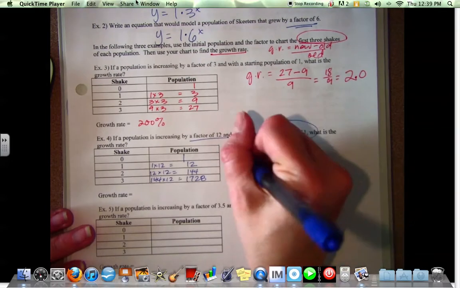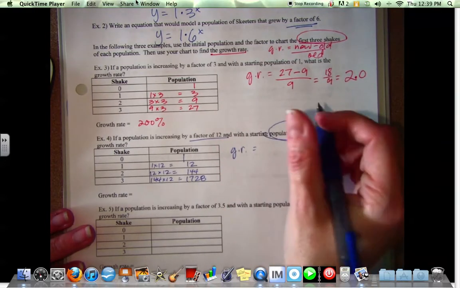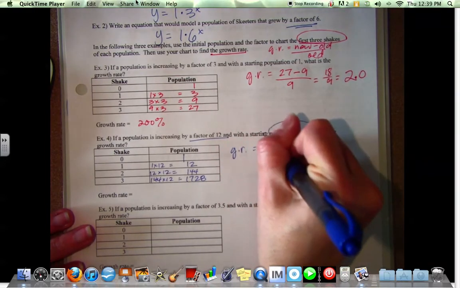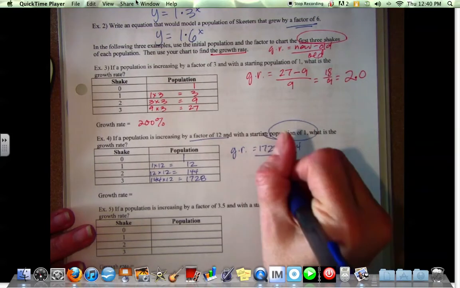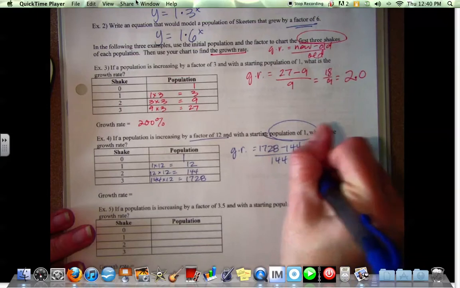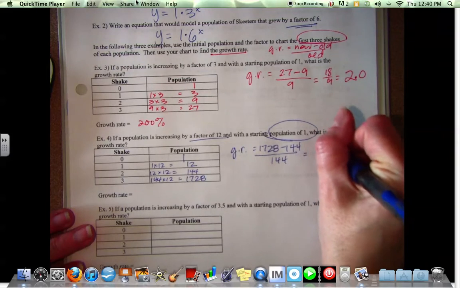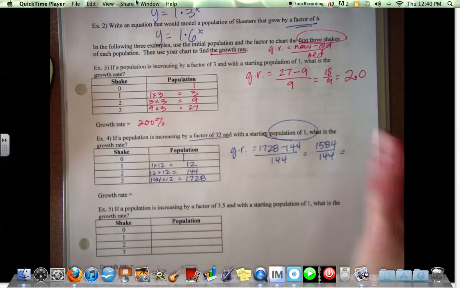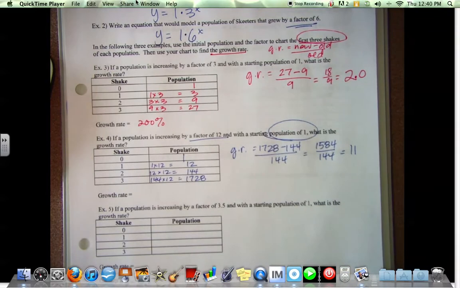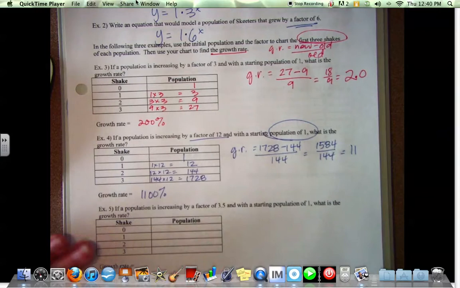All right, now we can find the growth rate. What's our newest population? 1,728. Subtract the previous population, which is 144, and divide it by 144. That equals 1,584 over 144, which is 11. Okay. And that's 1,100%. Very good.